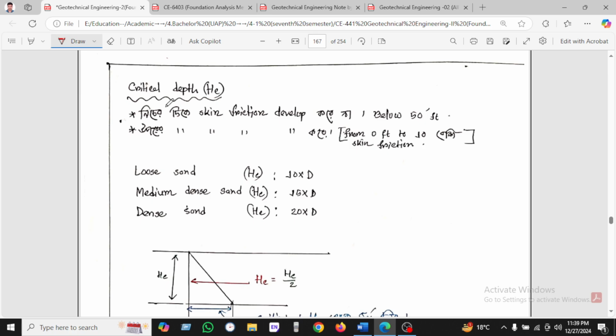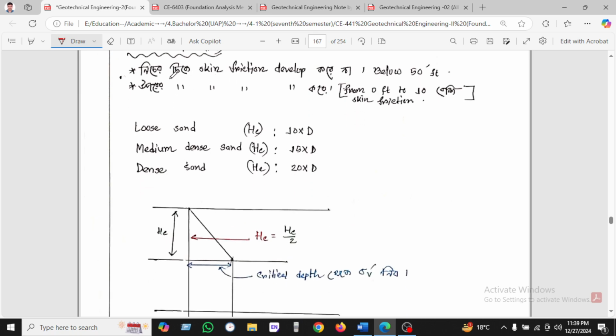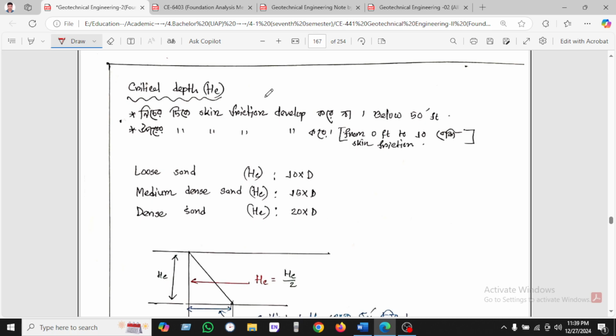Okay, so this is the critical depth. We know for sandy soil the critical depth is very important, as skin friction always develops at the bottom layer of the soil.